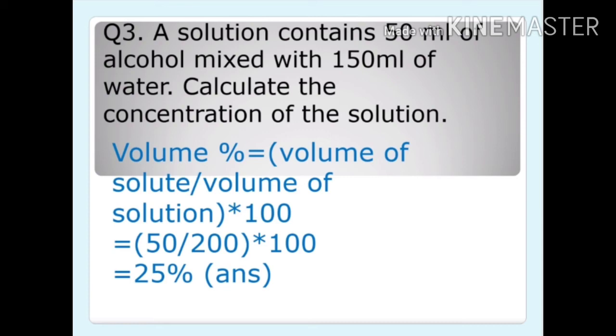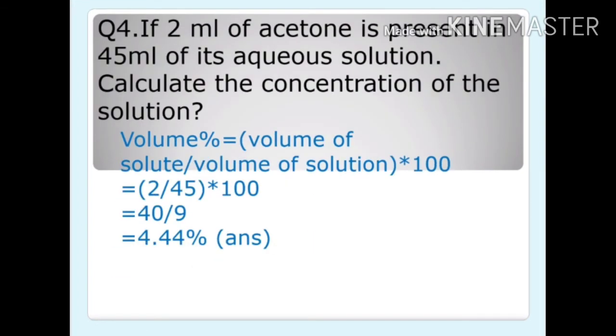ठीक है. इसमें हमने वॉल्यूम परसेंटेज का फॉर्मूला इसलिए यूज किया है क्योंकि दोनों क्वांटिटीज हमें क्या गिवन है, दोनों का वॉल्यूम गिवन है, ml दोनों का गिवन है, सॉल्यूट का भी और सॉल्वेंट का भी. तो वी विल गोइंग टू अप्लाई द थर्ड फॉर्मूला. नेक्स्ट क्वेश्चन इज, इफ 2 ml of acetone, ml है that means volume of acetone given है हमें, volume of solute given है. If 2 ml of acetone is present in 45 ml of aqueous solution, 45 ml क्या हो गया? Volume of solution. Calculate the concentration of the solution.